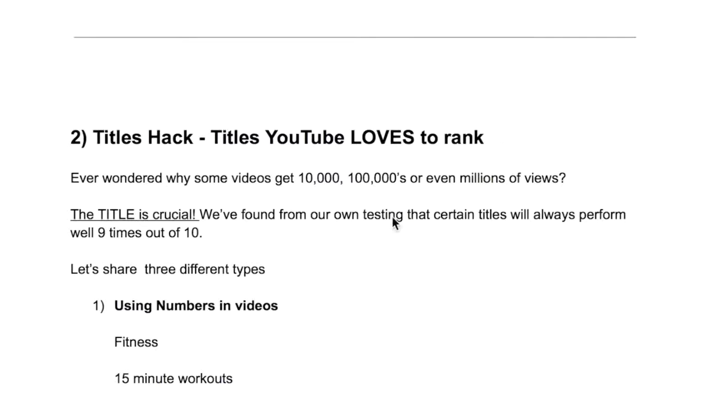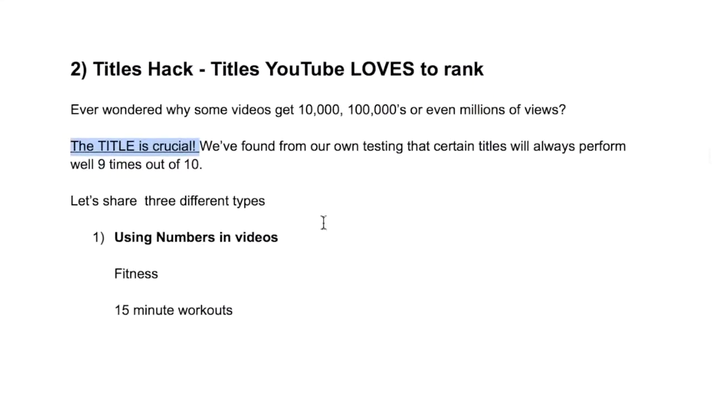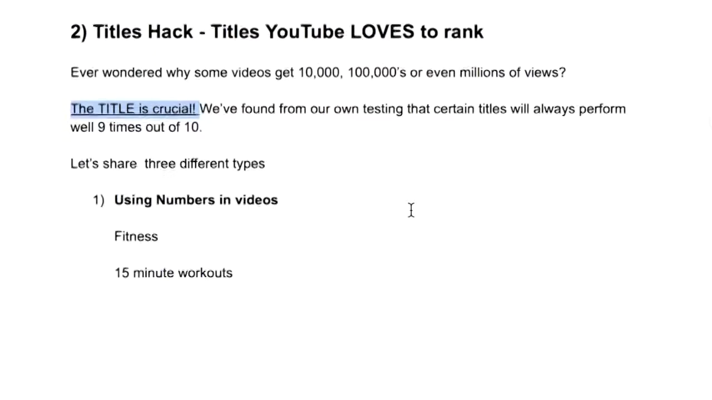So, titles hack. Next is the YouTube titles. So we're saying, look, have you ever wondered why some videos get 10,000, hundreds of thousands, or millions of views? Well, let me highlight this now, guys. The title is crucial, okay? You got your thumbnail and title. They're your 2 main factors in getting your videos clicked, okay? And if they get higher click-through rates and they get more traction, YouTube's going to give it more distribution, okay? So title and thumbnail. So let's share 3 different types.